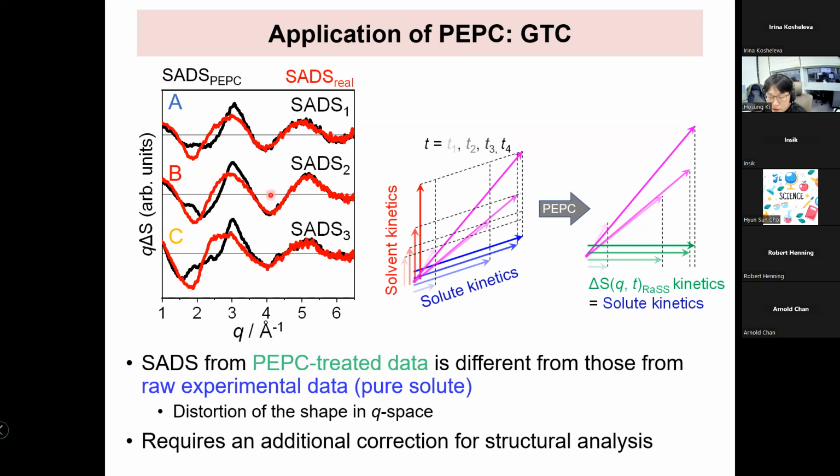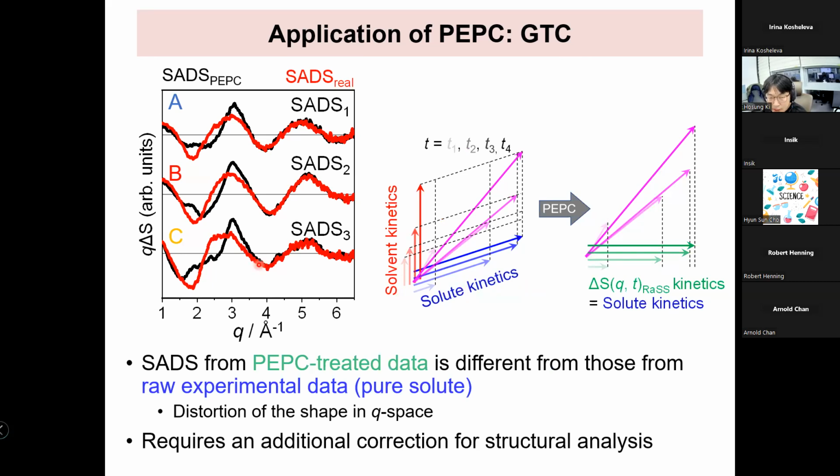However, this is quite natural because, as we showed in the previous slides, if we apply the PEPC method, the direction of the remaining vector becomes slightly different from the original solute term. As we can see here, the PEPC treated data only contains the vector component along this horizontal direction. However, the original solute term has this kind of direction. So these two directions do not match each other, indicating the shape of the signal component is distorted in Q space.